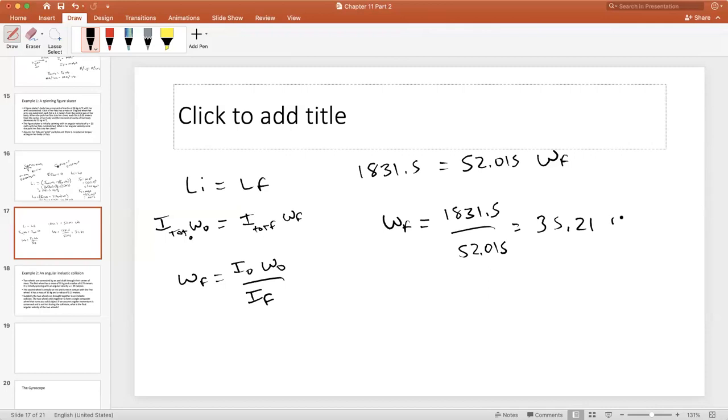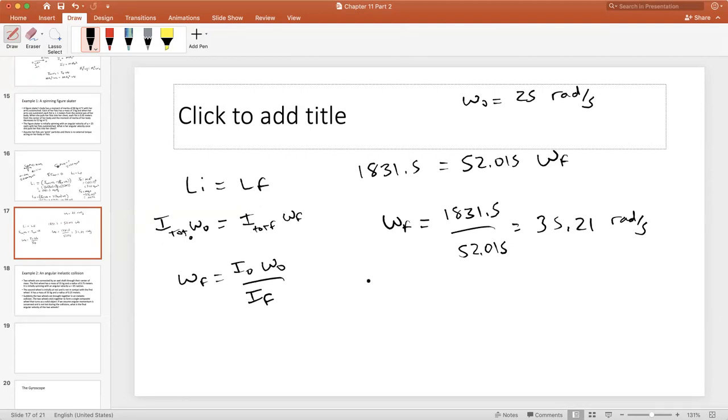So that is 1831.5 divided by 52.015, which is 35.21 rad per second. And remember, initially, she had an angular velocity of 25 rad per second. So she increased her angular velocity by 10 radians per second by pulling her arms in. That's pretty fast. It's a pretty steep increase.